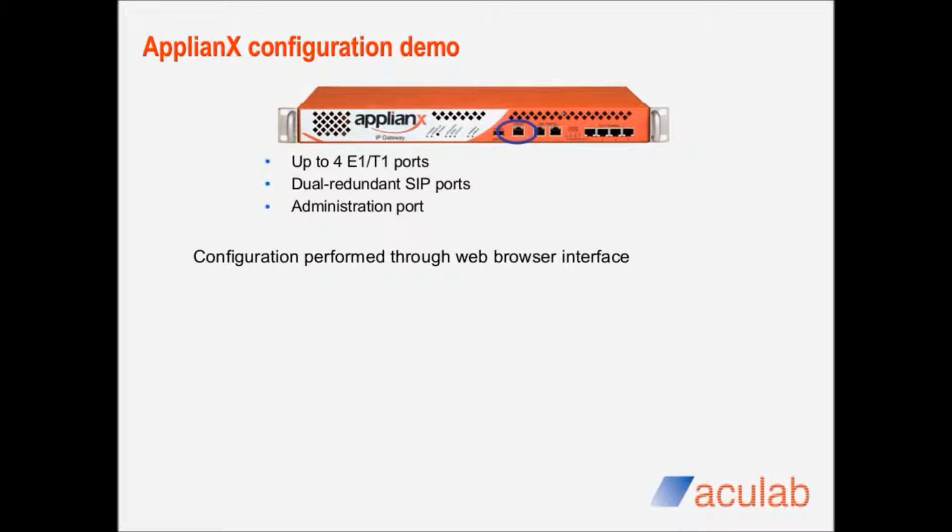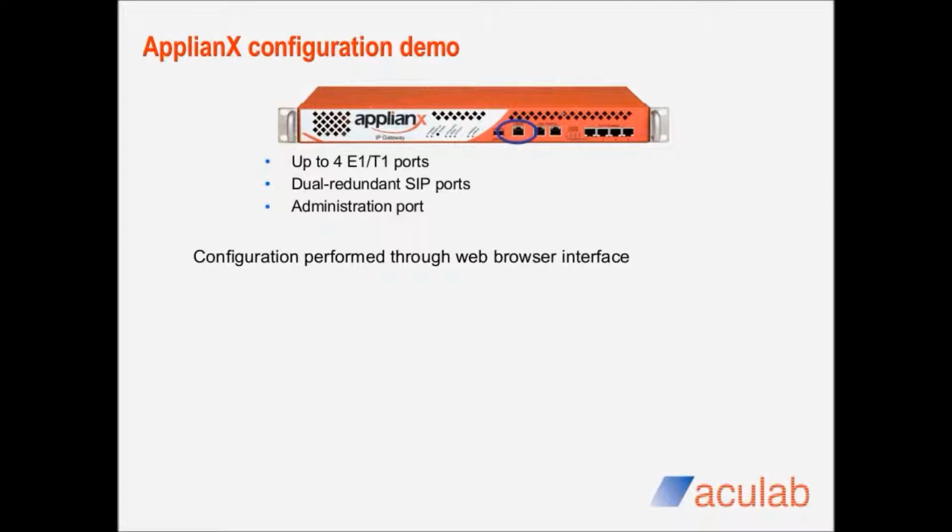You access the web interface by browsing to the IP address of the administration port of the appliance. When you receive an appliance, it comes with a default static IP address, and this can be changed during configuration. Once configured, you can monitor the health of the appliance either via the web interface or via SNMP.